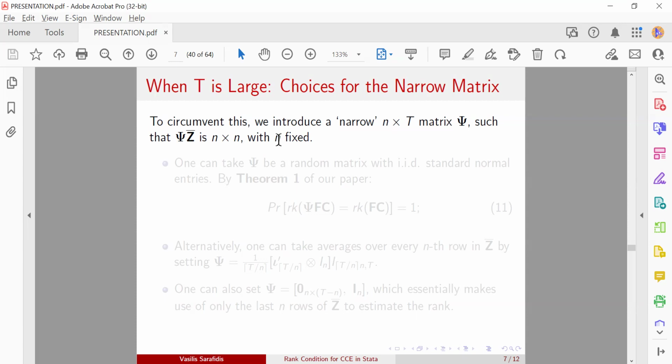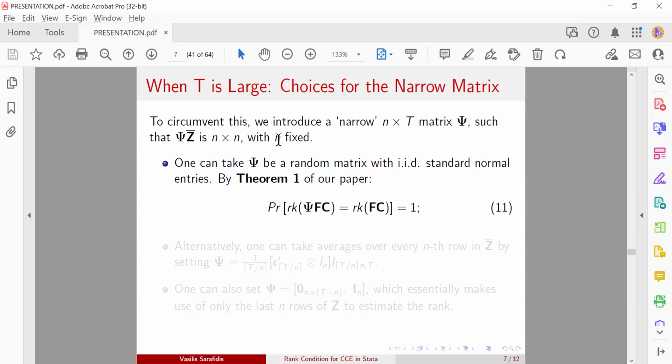Now the question is, what choices of psi exist? One choice of psi is to simply take psi to be a random matrix with IID standard normal entries. In that case, theorem 1 of our paper shows that the probability that the rank of psi times FC equals the rank of FC itself is 1 for n sufficiently large.